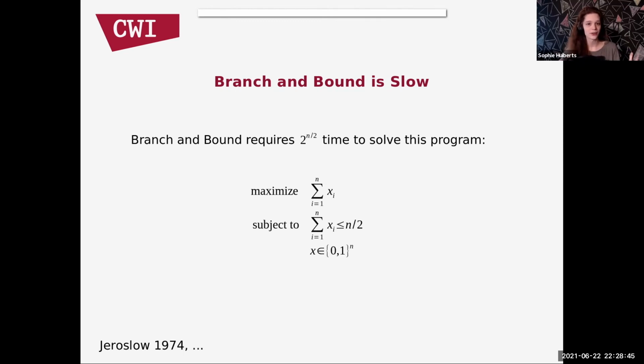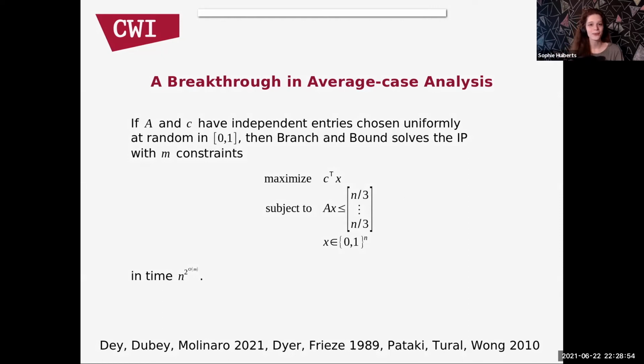So we have a similar mystery going on here. Hard inputs exist, but in practice, we don't see them so often. And this year, we saw a real breakthrough in the analysis of this branch and bound algorithm, where Dey, Dubey, and Molinaro proved that if you have a random packing integer program, that is an integer program where the matrix A and vector c have independent entries uniformly chosen in the interval between 0 and 1, then branch and bound takes time polynomial in the number of variables with good probability. The degree of this polynomial does grow exponentially in the number of constraints, however.